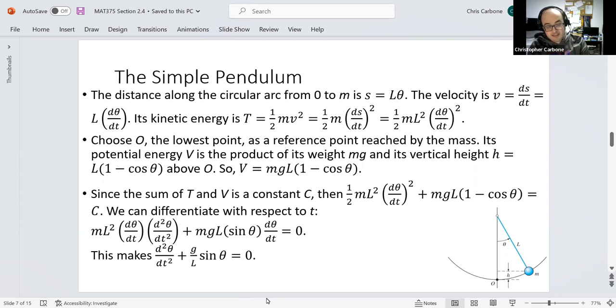Since the sum of T and V is a constant c, then 1/2 times m times L squared times the first derivative of theta with respect to t squared, plus m times g times L times 1 minus the cosine of theta, would be equal to c. And we could differentiate that with respect to t, which we could then simplify here a bit to make that second derivative of theta with respect to t plus the gravitational constant g divided by L times the sine of theta equal to, well, zero.